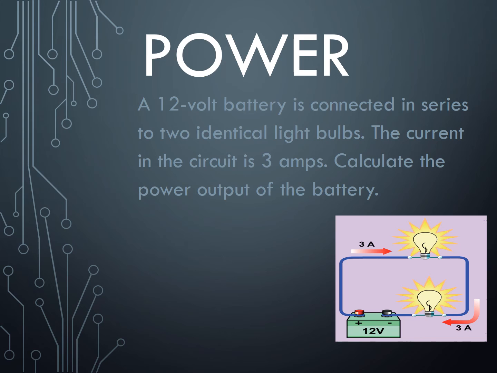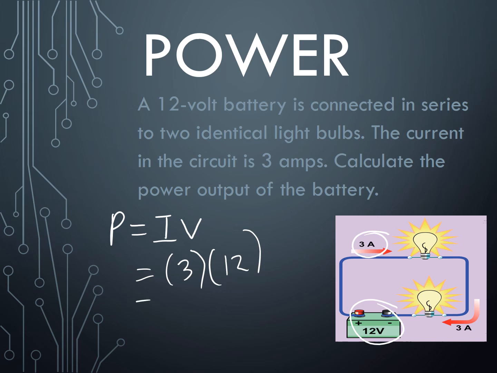So let's take a practice problem with power. We have a 12-volt battery and it's connected in series to 2 identical light bulbs. The current in the circuit is 3 amps. Calculate the power output of the battery. We know from the formula power equals current times voltage. My current is 3 amps all across, so 3. My voltage is 12V on the battery. So 12 times 3 is just 36 watts.